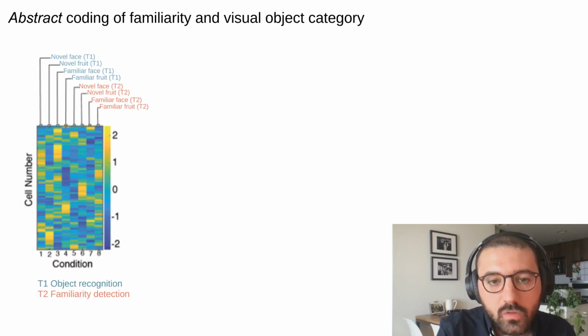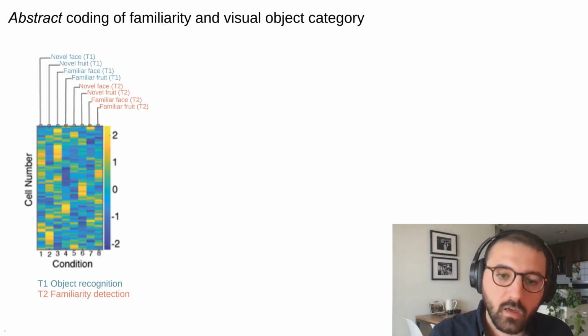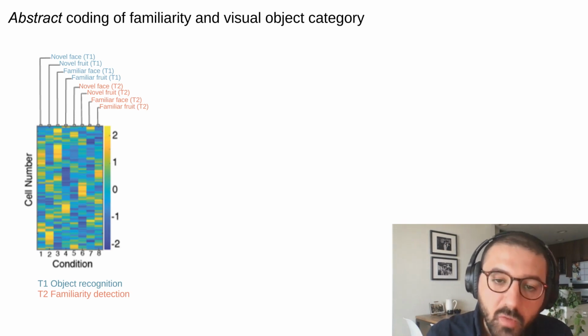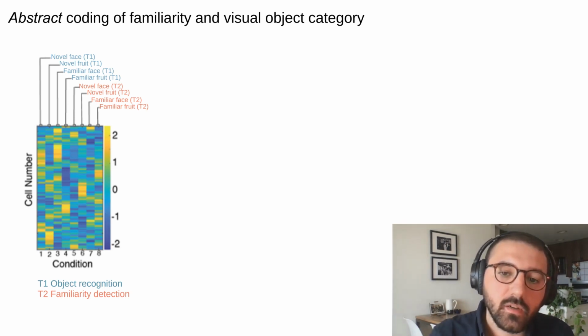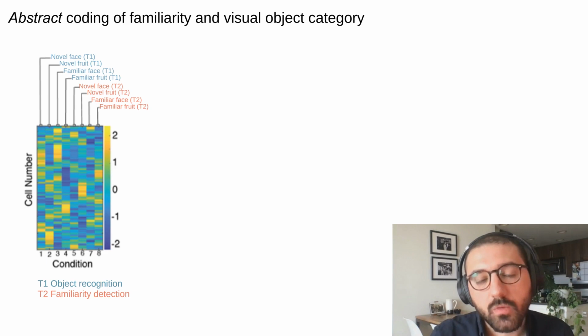And these conditions correspond to the Cartesian product of 3 binary variables. First binary variable is whether an item is novel or familiar. The second binary variable is the task that the subject is actually performing when they see an image. In this case, whether they're performing an object categorization task, or if they're performing a familiarity detection task. The third binary variable is what the object category is. So in general, we sample from 4 object categories, but for the purposes of this illustration and to drive the point across, I'm going to reduce it and only consider images of faces and fruits.